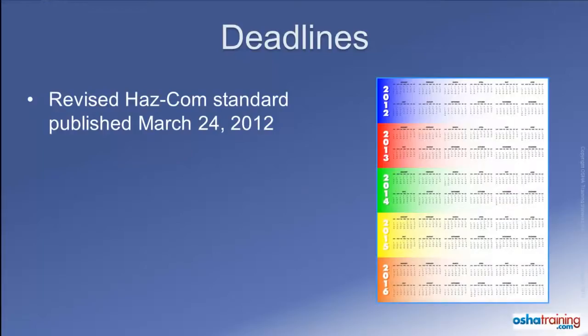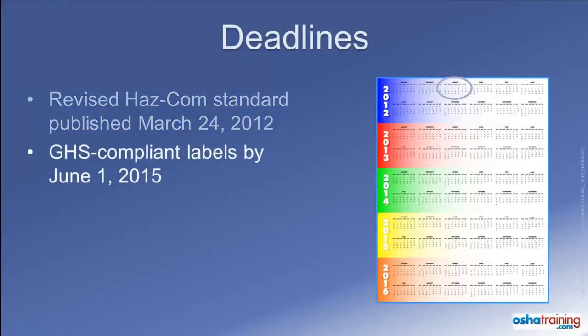The revised Hazard Communication Standard, which requires the use of GHS compliant labels on containers, was published on March 24th of 2012. And OSHA is giving manufacturers and distributors of hazardous chemicals and products until June 1st of 2015 to make sure all containers display the updated labels. However, many manufacturers and distributors are already starting to use compliant labels on their containers, or will be doing so long before the due date.